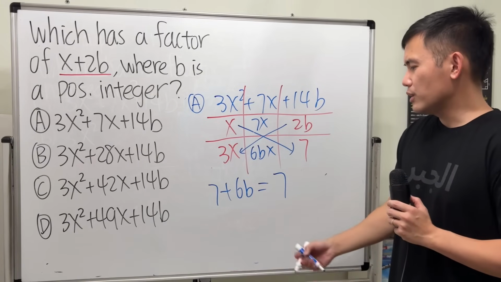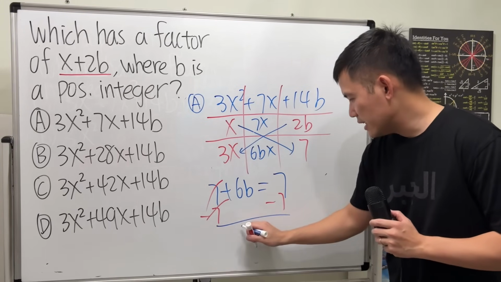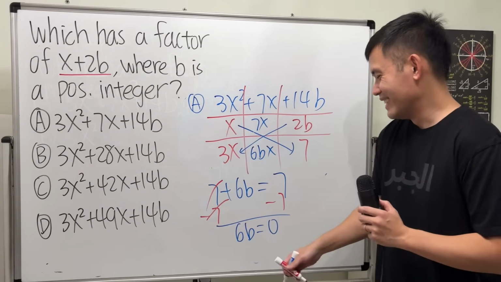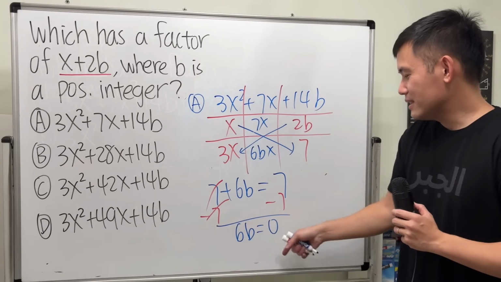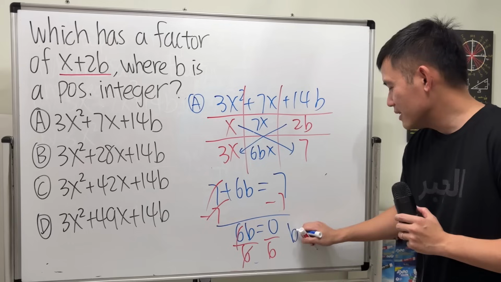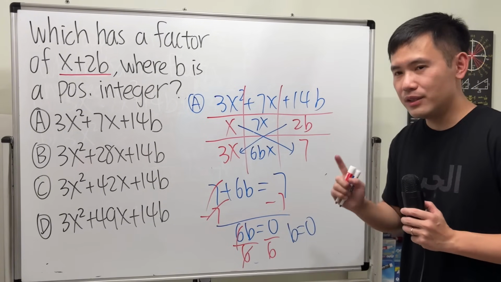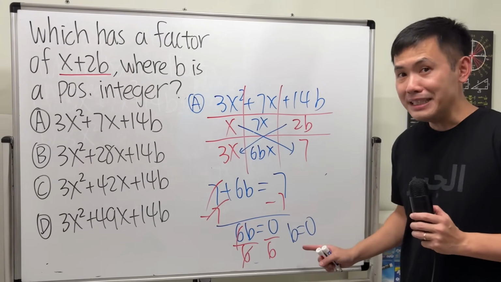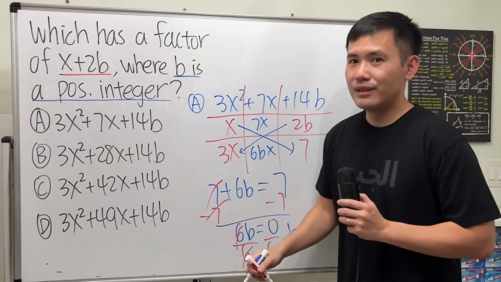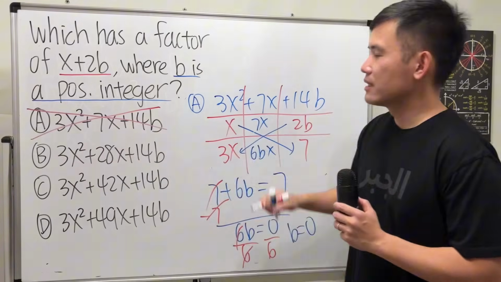And of course, if you look at this, you can totally solve it. Subtract 7 from both sides, cancel. You get 6b equals 0. And you divide both sides by 6, and you get b is equal to 0. This will work under the condition that b is equal to 0. But you see here, b is a positive integer. So this won't work. That means choice A is not correct.